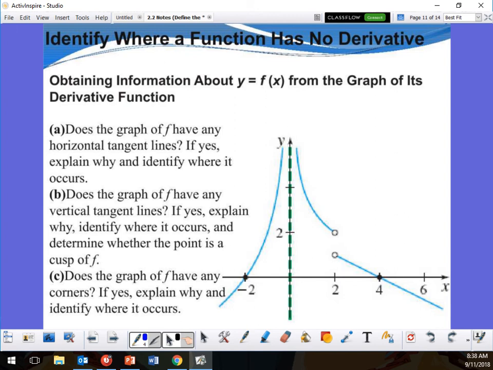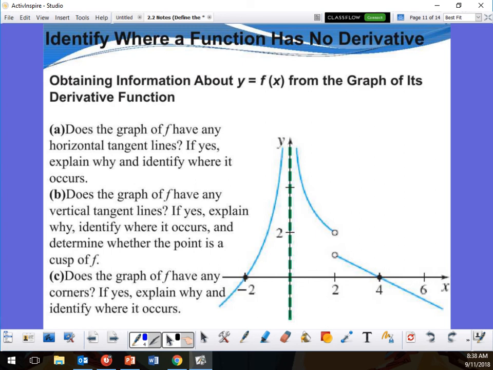Nope. So I'm not going to have any. So, no horizontal tangents. Okay, good. That means it's not going to have any mins or maxes on that. Does the graph of f have any vertical tangent lines?